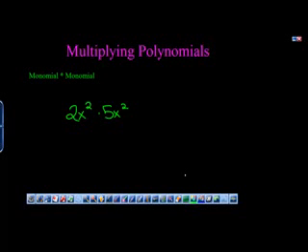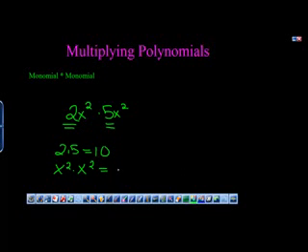When multiplying a monomial by a monomial, you want to first multiply the coefficients together. Once that is done, you'll then apply the exponent rule. x squared times x squared, add the exponents, becomes x to the fourth. Combine those, and our answer is 10x to the fourth.